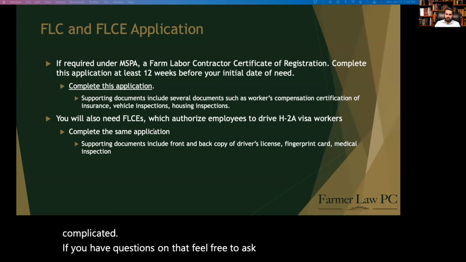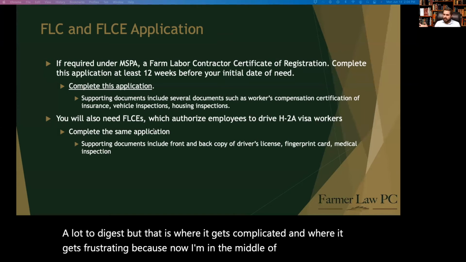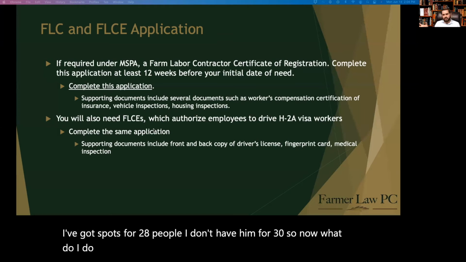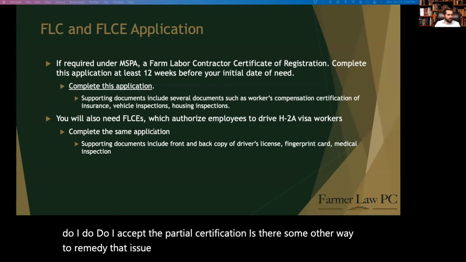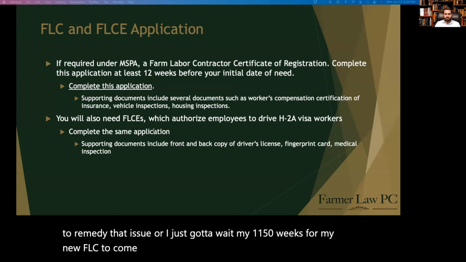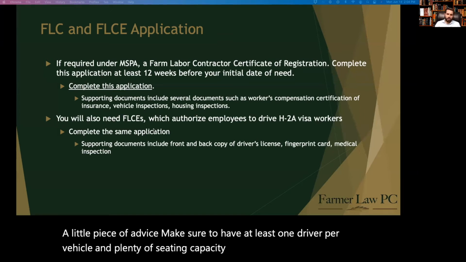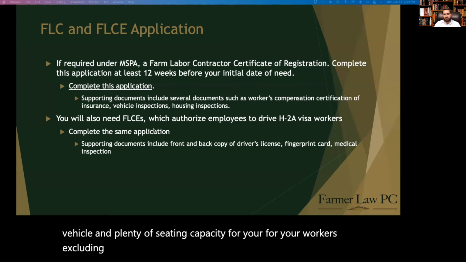I know that that's a lot to digest, but that is where it gets complicated and where it gets frustrating, because now I'm in the middle of my application. I've got spots for 28 people. I don't have them for 30. So now what do I do? Do I accept the partial certification? Is there some other way to remedy that issue? Or I just got to wait my 10 to 12 weeks for my new FLCE to come in, and then I'll be good to go. So a little piece of advice, make sure to have at least one driver per vehicle and plenty of seating capacity for your workers, excluding the driver unless the driver is also an H-2A worker.